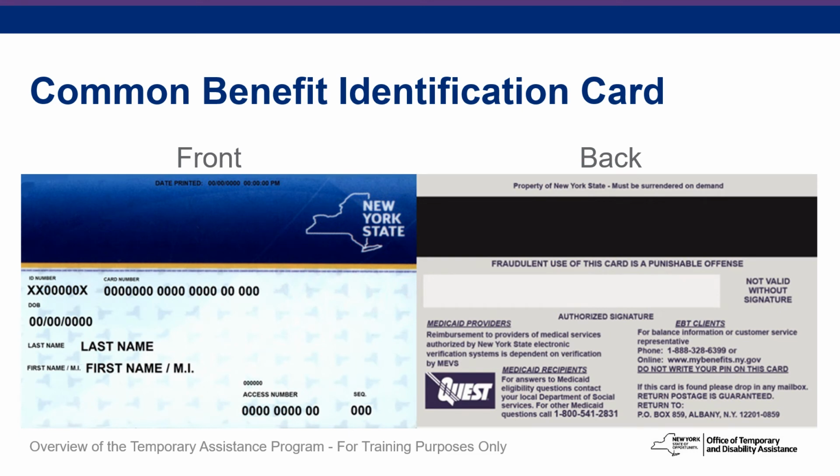Once households have been determined eligible for a TA grant, they will receive their benefits on their Common Benefit Identification Cards, often referred to as EBT cards. This card is also used to access SNAP and Medicaid benefits. An EBT card resembles a credit or debit card and functions similarly. TA benefit amounts used or withdrawn by the household are automatically deducted from the cash account, and unused benefits carry over from month to month.